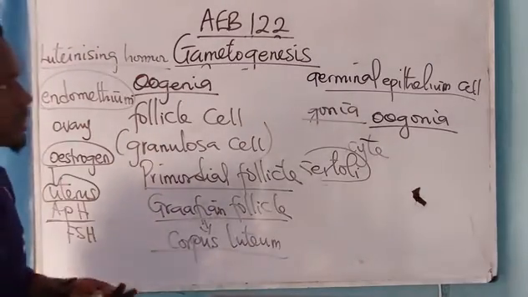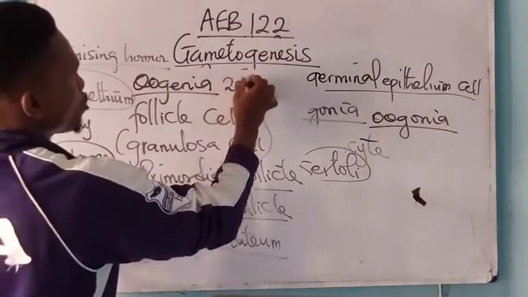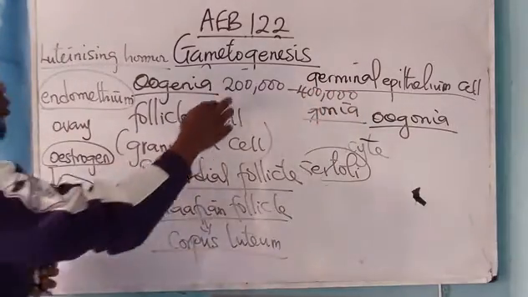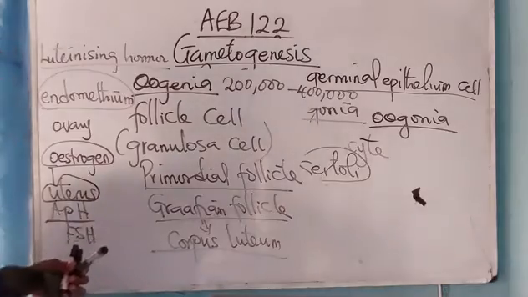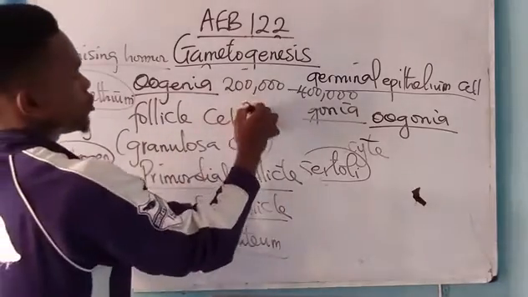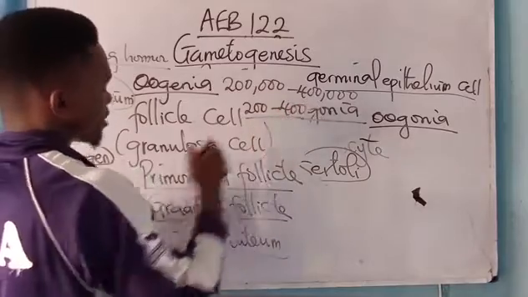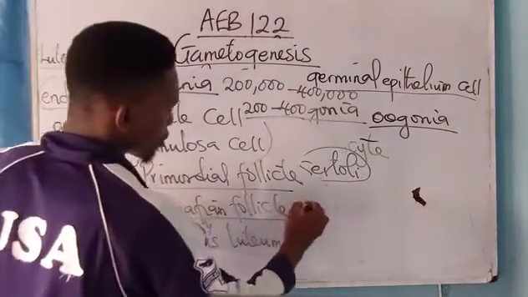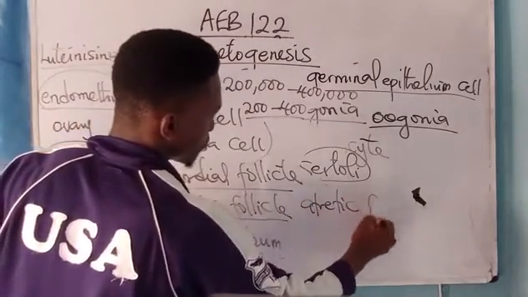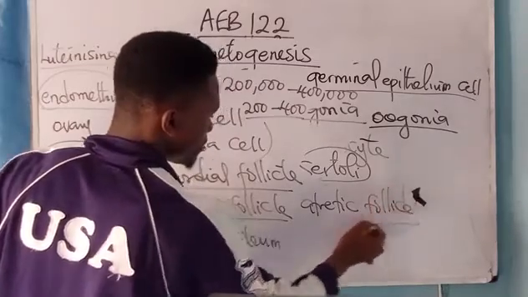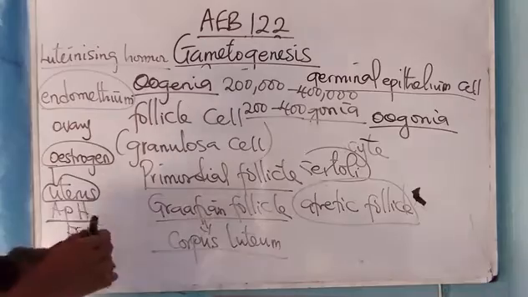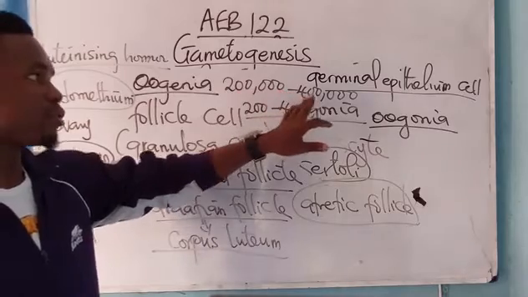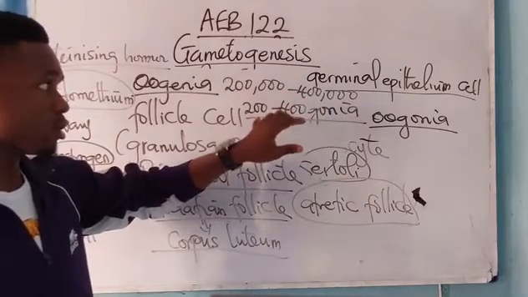Please, at birth, take note of this. At birth, there are about 200,000 to 400,000 what? Follicles, but of all these, only 200 to 400 are what? Fertilized. Then others will degenerate into a cyst-like body called what? Atretic follicle. This atretic follicle is the visible part of the ovary that is not capable of producing what? Egg.